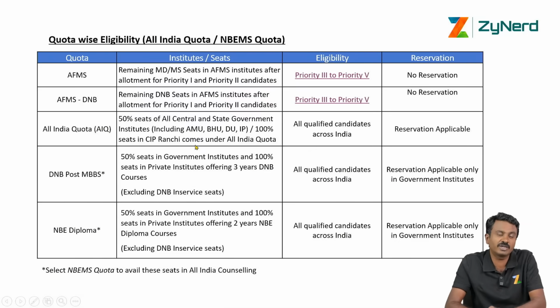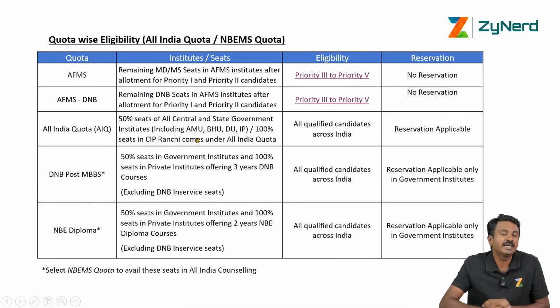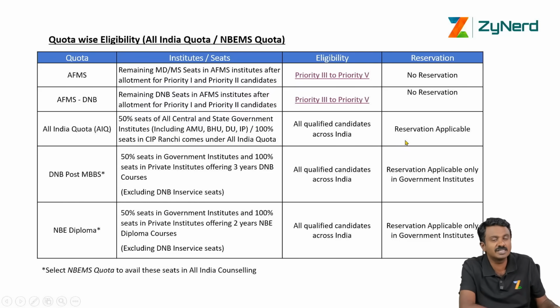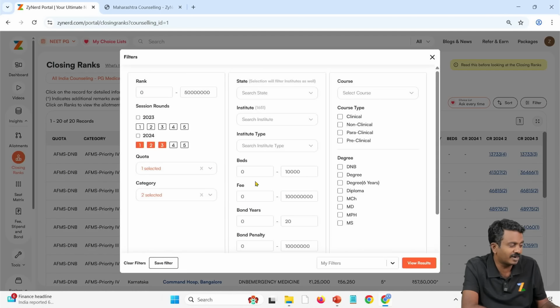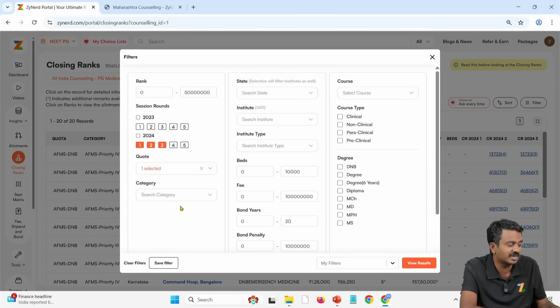Next comes All India Quota. All India Quota is 50% of seats across India from government institutes, central government institutes, ESIs, and all the central universities, and 100% of CAP Ranchi seats. These are the seats under All India Quota, and every candidate across India is eligible, but reservation is applicable.